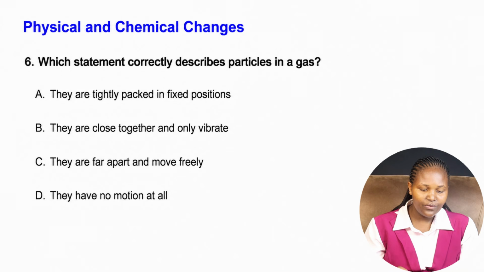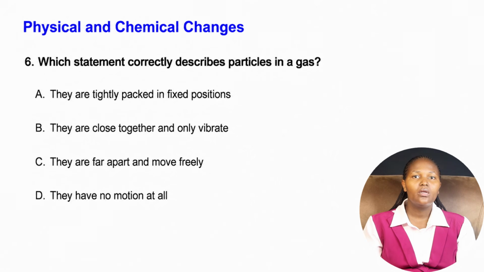So let us now go to question number 6, where we begin physical and chemical changes. Which statement correctly describes particles in a gas? A. They are tightly packed in fixed positions. B. They are close together and only vibrate. C. They are far apart and move freely. And then D. They have no motion at all. So question 6 is not hard. The correct option is C: gas particles are far apart and they move freely.